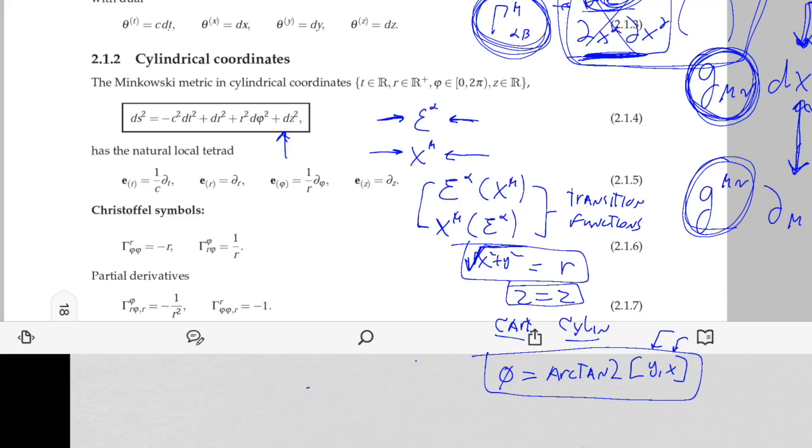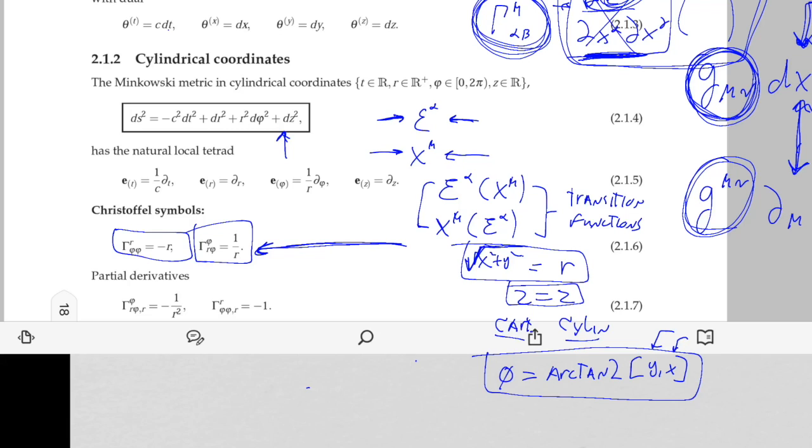And likewise, there are transition functions going the other way. From those transition functions, you can calculate Christoffel symbols. But you'll notice that they're not all 0. There are two of them that are non-zero: r phi phi, and phi r phi.